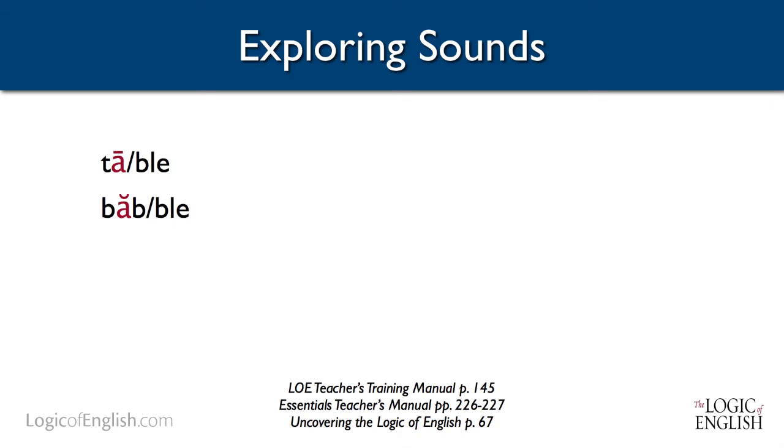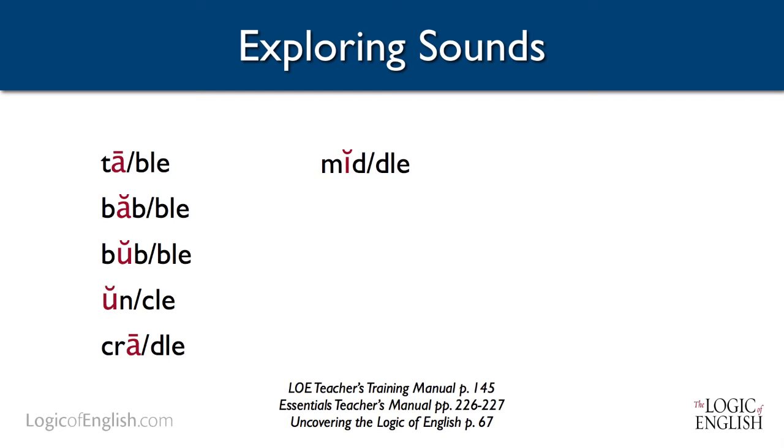We'll compare that to babble. Bab-bull. Here you hear a short A sound and you'll notice that there's two B's in this word. Whereas in table, where you hear the long vowel sound, there's only one B. Let's look at bubble. The U is saying its short sound, and you'll see there's two B's. Uncle. Here the U is saying the short sound, but there's two consonants, an N and a C. Cradle. You hear a long sound, so how many D's will there be? There's only one. Middle. We hear a short I sound, so we have two D's.